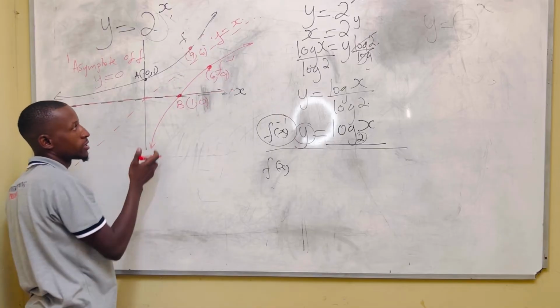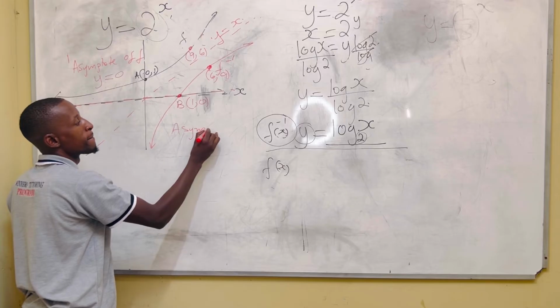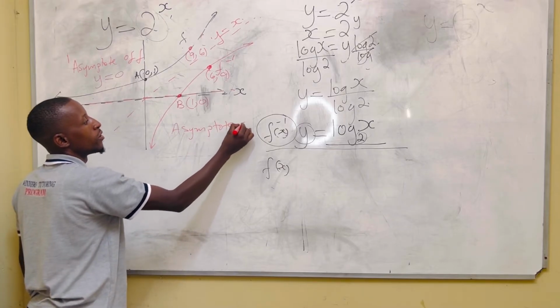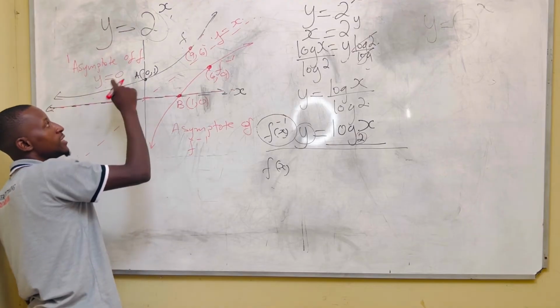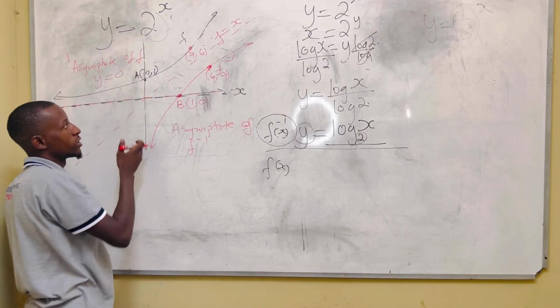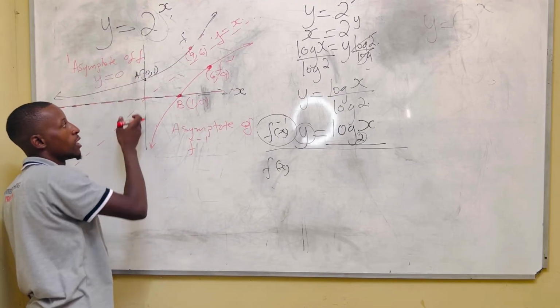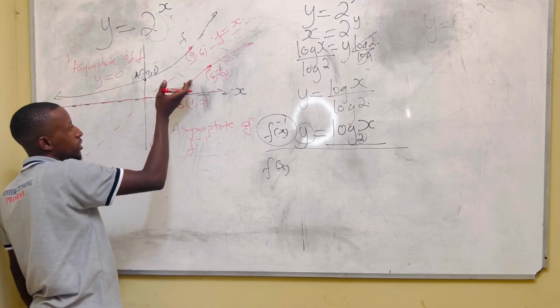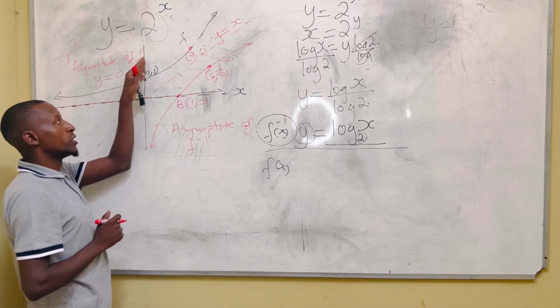Let's check the asymptote of the inverse. Do you see? It interchanges. So the asymptote of the inverse is now this one. It's no longer the x-axis, it's now the y-axis. So that's now our asymptote, because our graph will just go next to the y-axis.